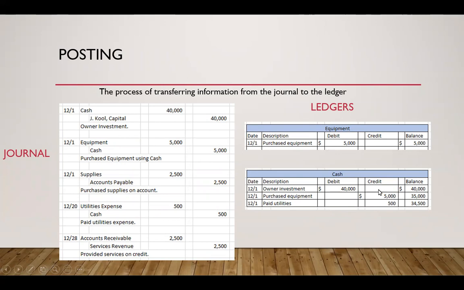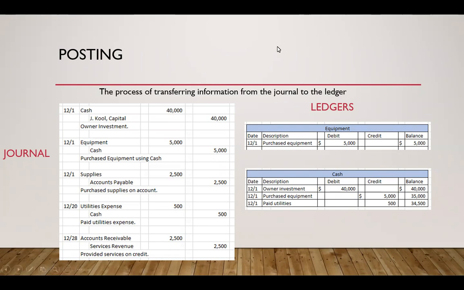Now, typically in the posting process, we want to include a post reference column, which is this column here. Each ledger will have an account number at the top of it, taken from the chart of accounts. Assets typically begin with the number 1. It could be a 3-digit code or a 4-digit code, depending on how large the company is. Liabilities begin with number 2. Capital begins with number 3, typically capital and withdrawals. Then we have revenues as 4, expenses as 5.